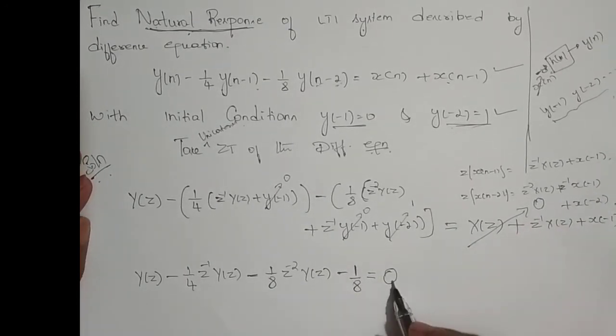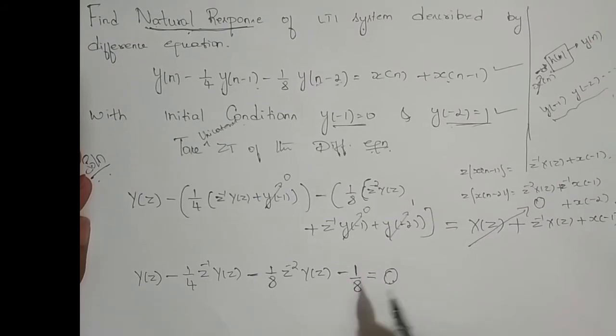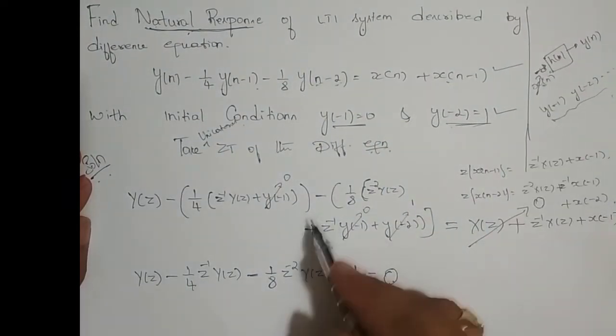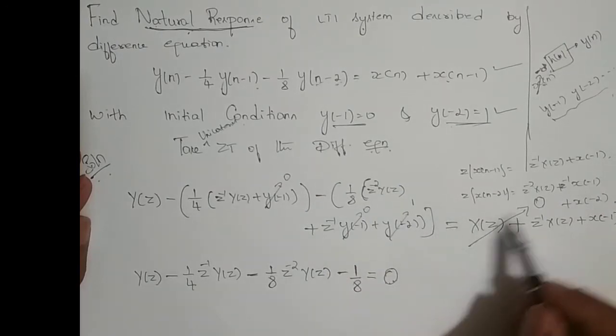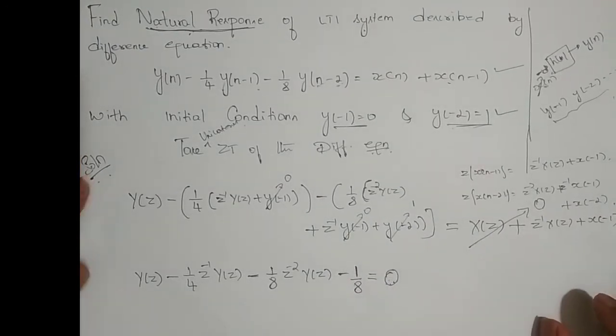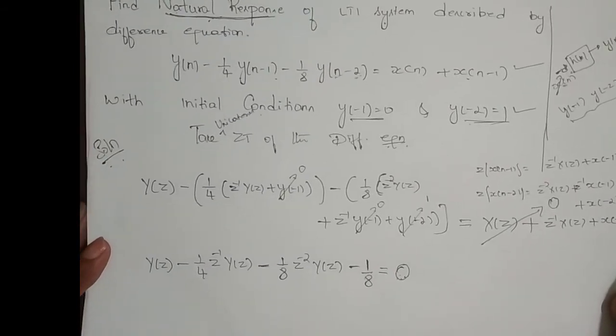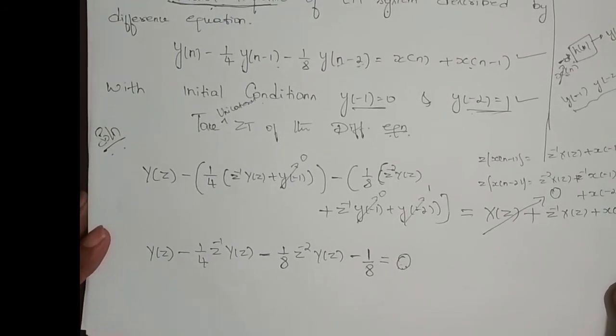And why did I make it 0? Since I'm finding the natural response, for natural response x of n is 0, so whatever the terms are in x of n, you make it 0. Okay, because that's what the definition says. Natural response is when you make x of n equal to 0, input is 0.